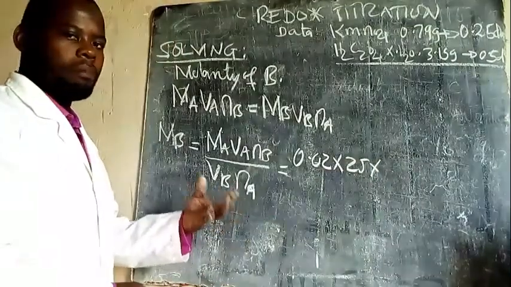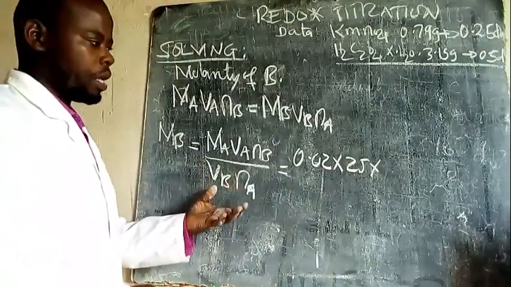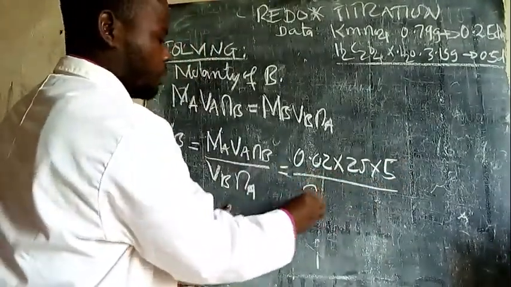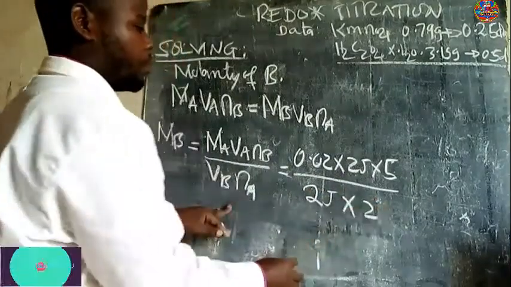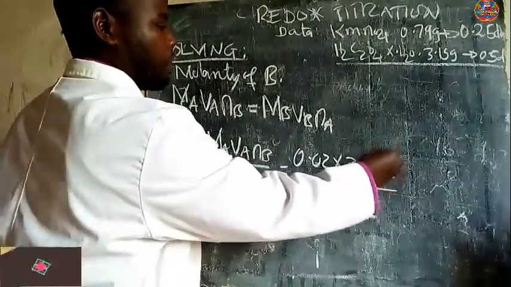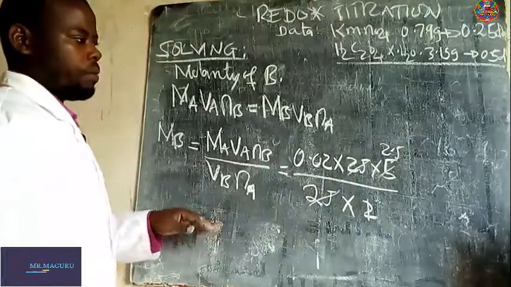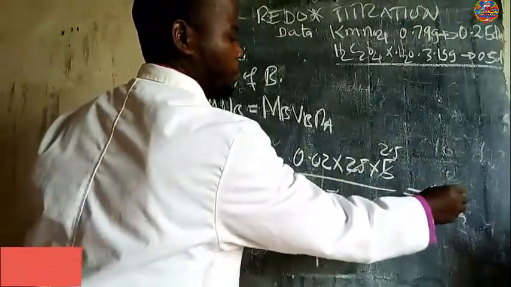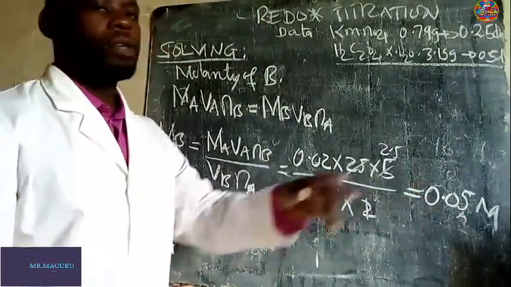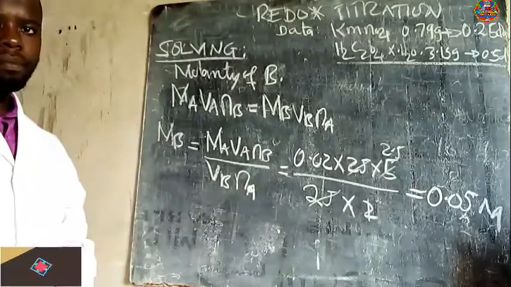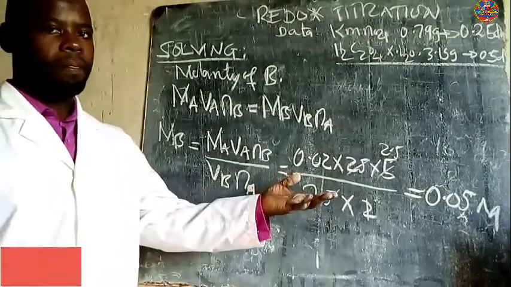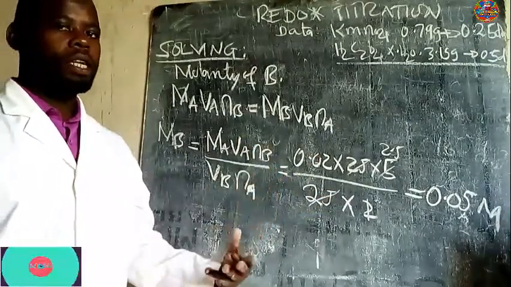times NB, number of moles of oxalic acid, which was 5. Here there is 25 times 2. So we can cancel this and this one. This and this is 2.5. So when you multiply here, you get 0.05. That is the molarity of oxalic acid. Do you catch me?